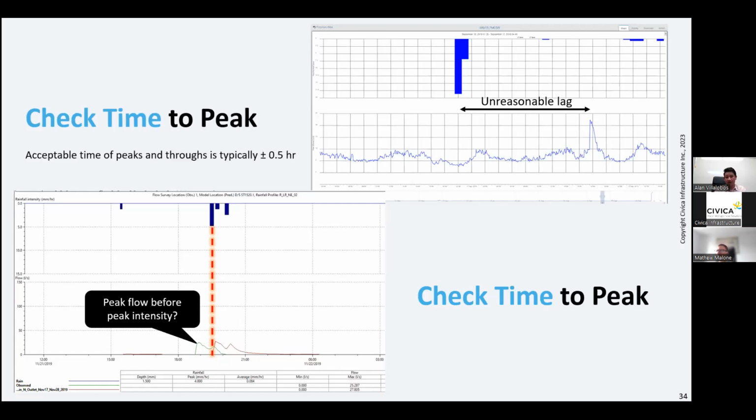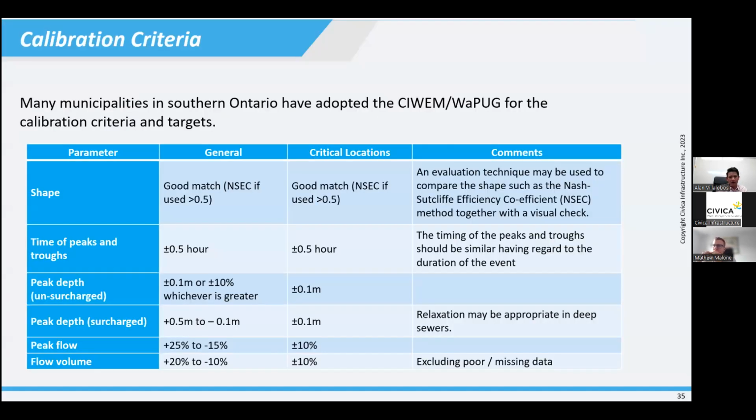But you have to confirm that with whoever is giving you the data, whoever is doing the flow monitoring. You have to confirm if it accounts for the daylight saving time. Okay, just a quick check. Just make sure that the peaks between rain and flow is half an hour. It's usually half an hour, and we'll see some of the criteria.